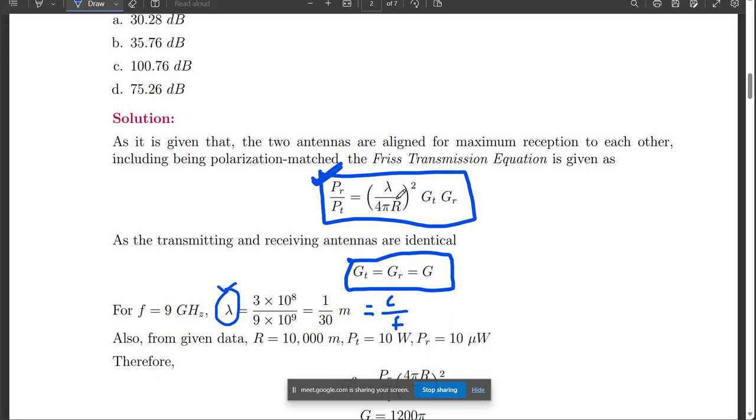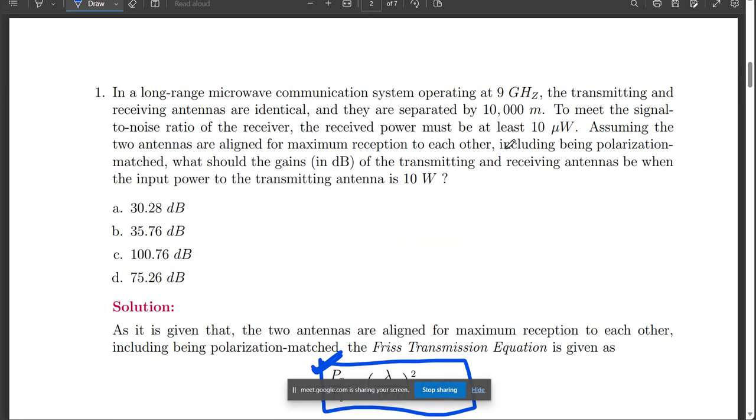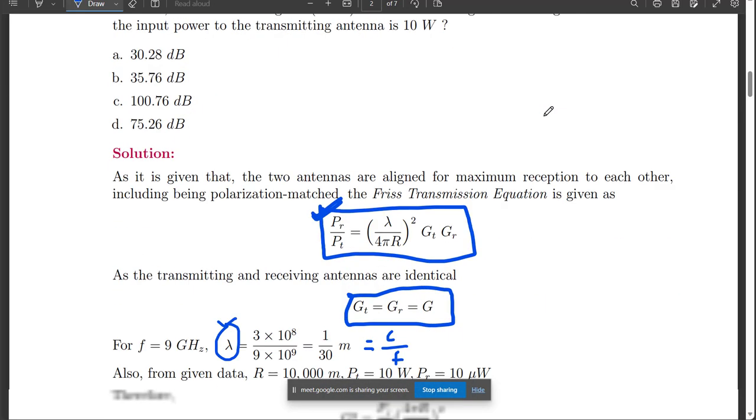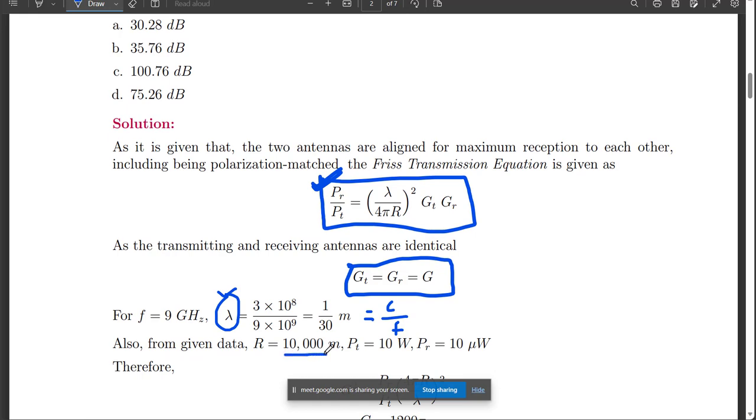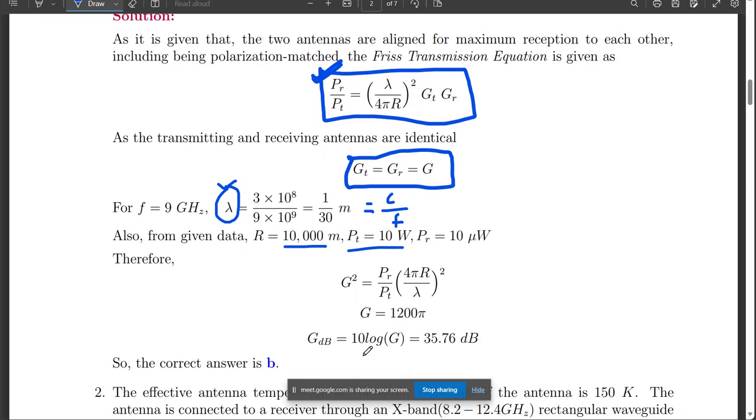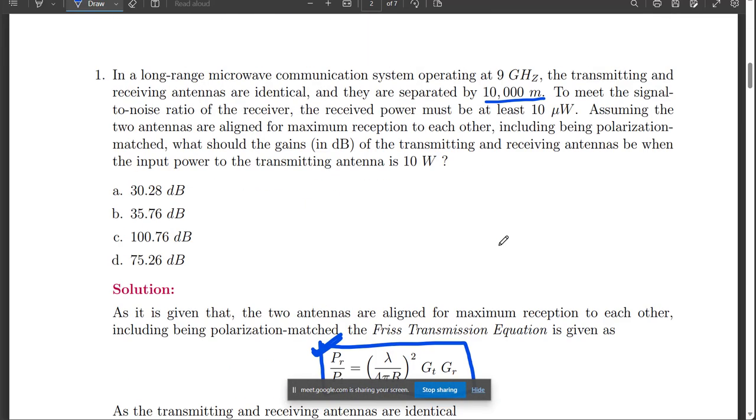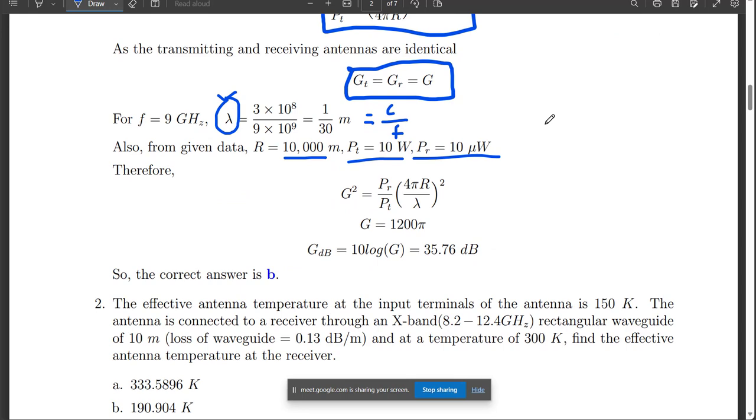You put this value here. R is already given to you. How much R is given? 10,000 meters. You put R equals 10,000 meters. Received power and transmitted power is given to you. How much input power was given to you? 10 watts, right? Whereas received power is how much? 10 microwatts. Put all the values, we will be able to find out the value of G even in terms of dB.